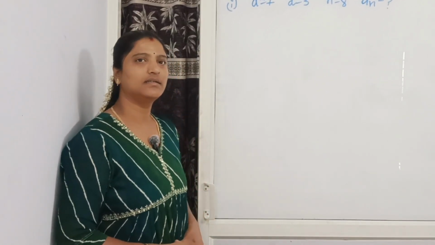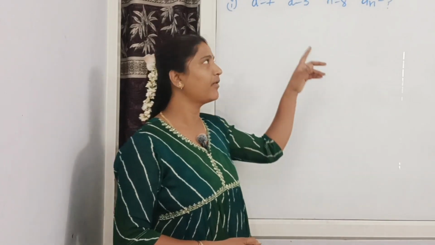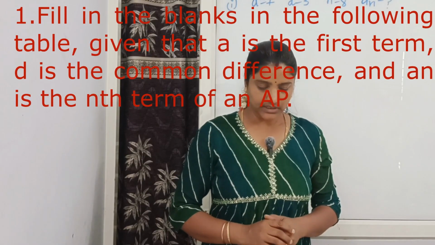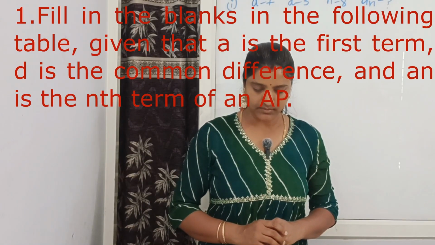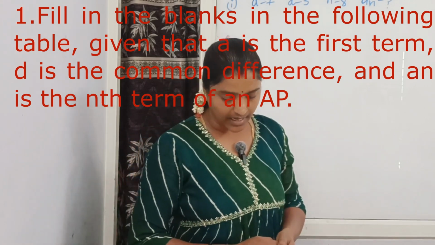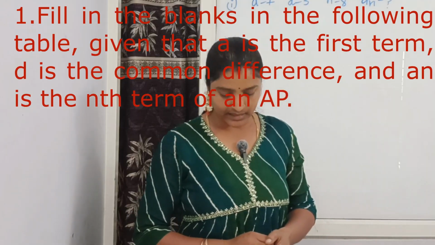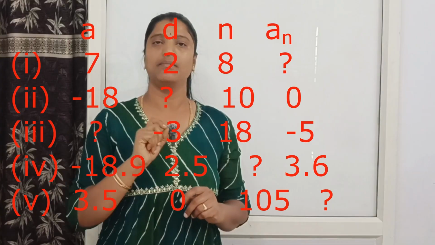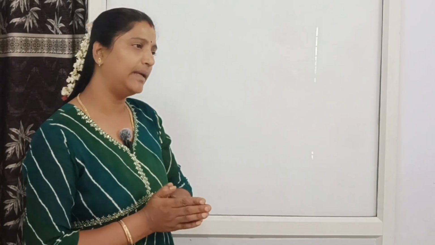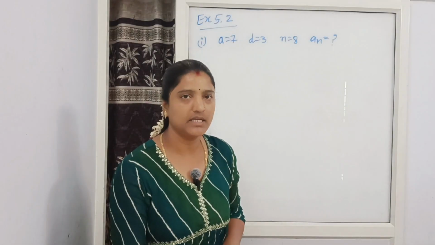Today let us start arithmetic progression exercise 5.2. The first question is: fill in the blanks in the following table, given that A is the first term, D is the common difference, and an is the nth term of an AP. So the table has blanks that we need to fill, and we need to consider A as the first term in an AP, D as the common difference, and an as the nth term of an AP. Let us see them one by one.